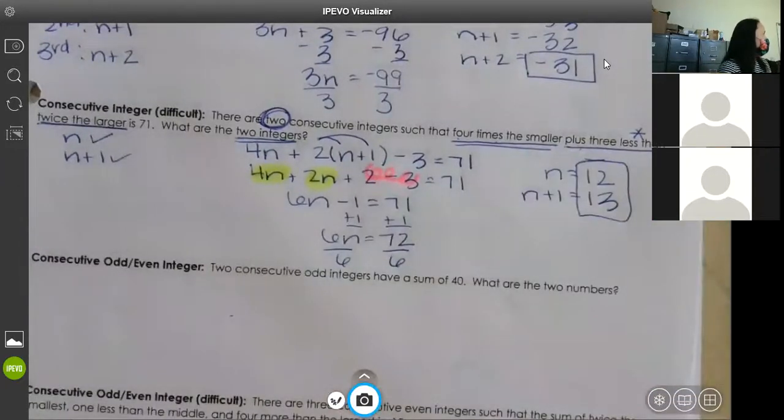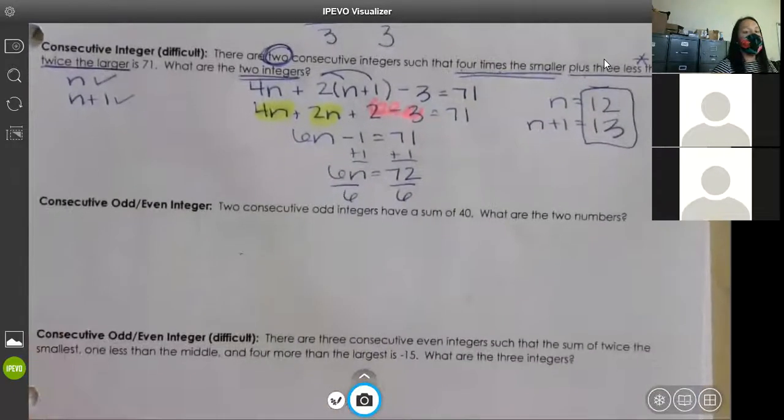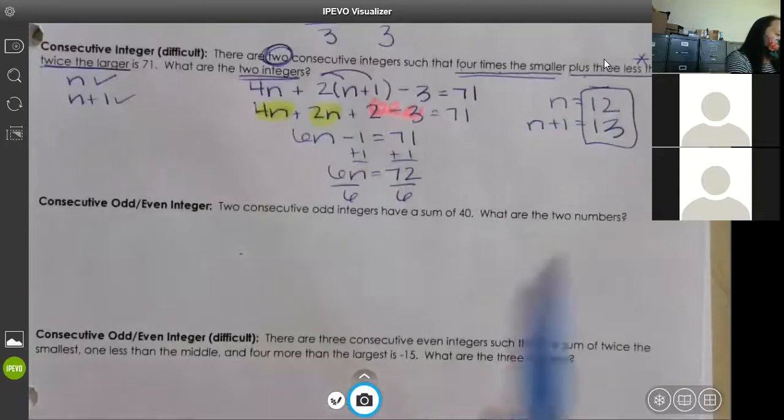2 more questions and I'll get out of your hair. 2 more questions, okay? All right, so these deal with odd and even. It's going to be the exact same thing, okay? So the first one's going to be really easy, cut and dry, and the second one's going to have some of that 2 times, blah, blah, blah, less than. Okay, so it's not that it's more difficult, it just sounds crazy.